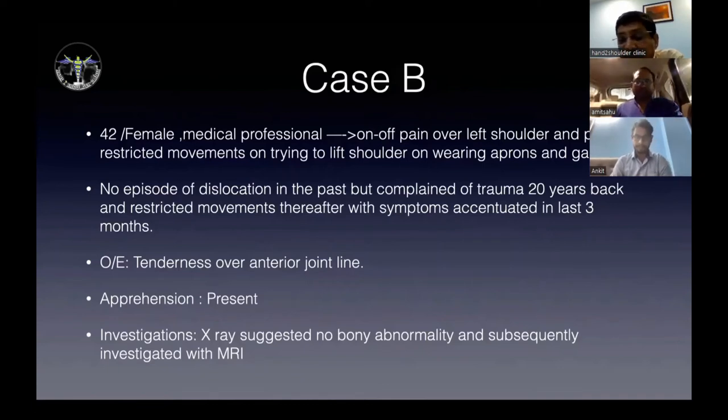So it is a single dislocation. With a single acute dislocation we avoid surgery, though many schools of thought say we should operate on fresh single dislocations. Usually we give conservative management a try for healing to happen. But in this case, after the single dislocation she was severely symptomatic for instability. She is a medical professional and was not able to do a lot of activities, for which she sought our opinion. So Amit, can we see her MRI?